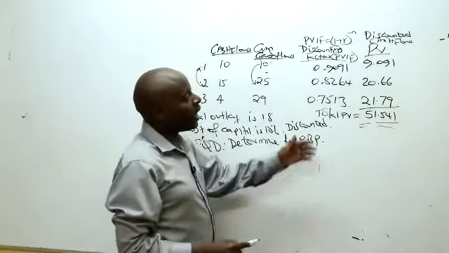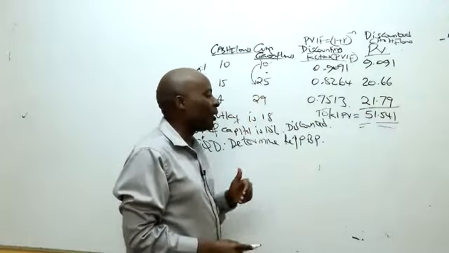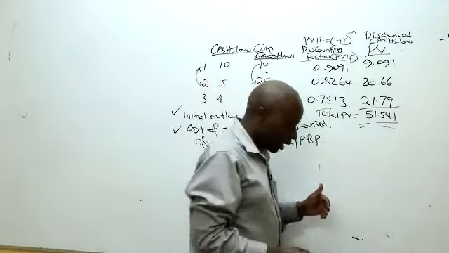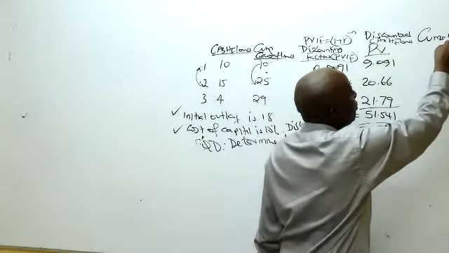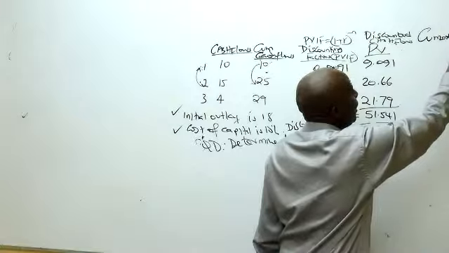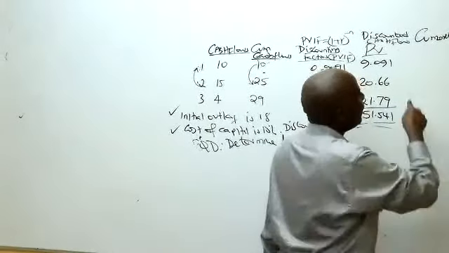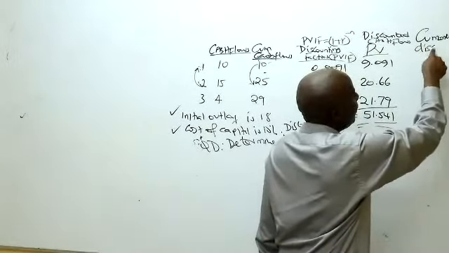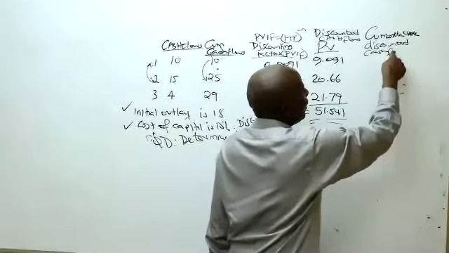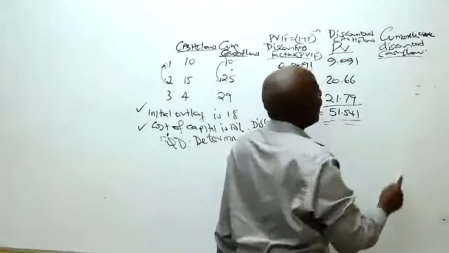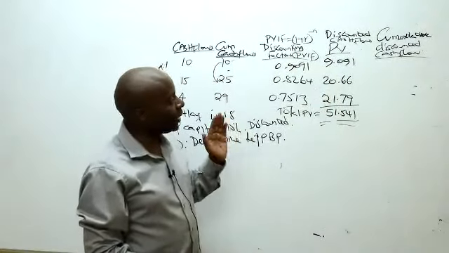Once I have my discounted cash flows and I'm in need of getting the payback period, what I need to do is to give the cumulative discounted cash flows. We are accumulating these cash flows downwards.